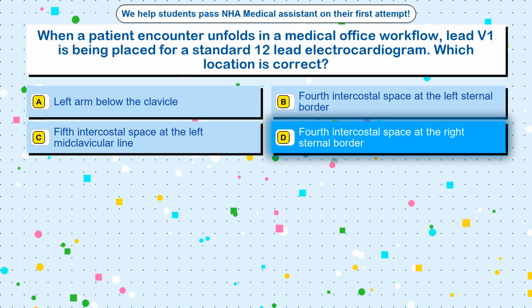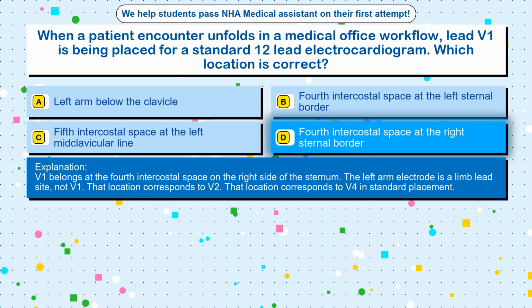Fourth intercostal space at the right sternal border. V1 belongs at the fourth intercostal space on the right side of the sternum. The left arm electrode is a limb lead site, not V1. That location corresponds to V2. That location corresponds to V4 in standard placement.